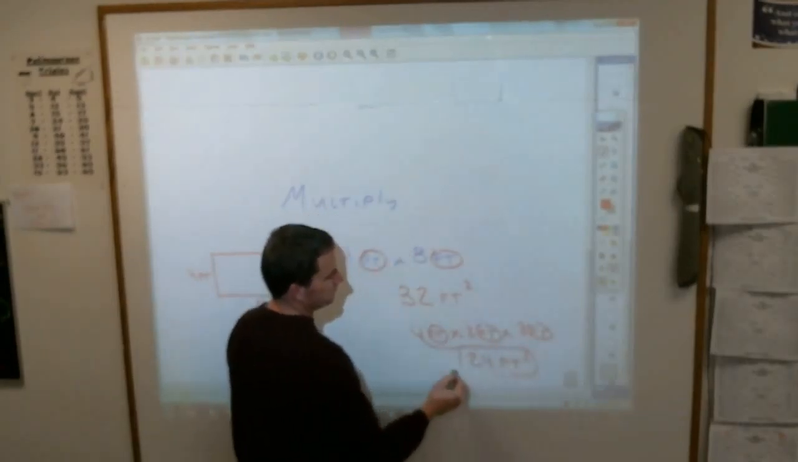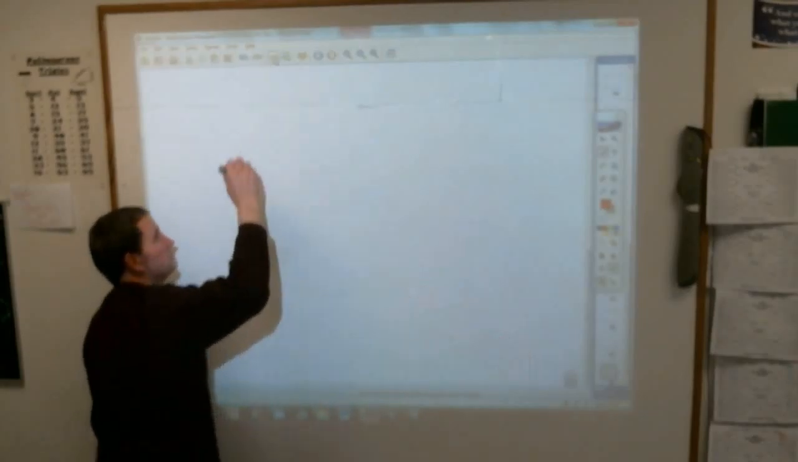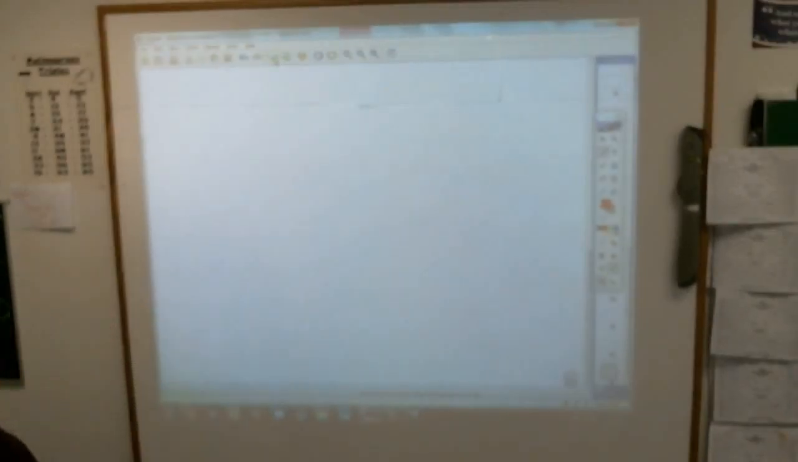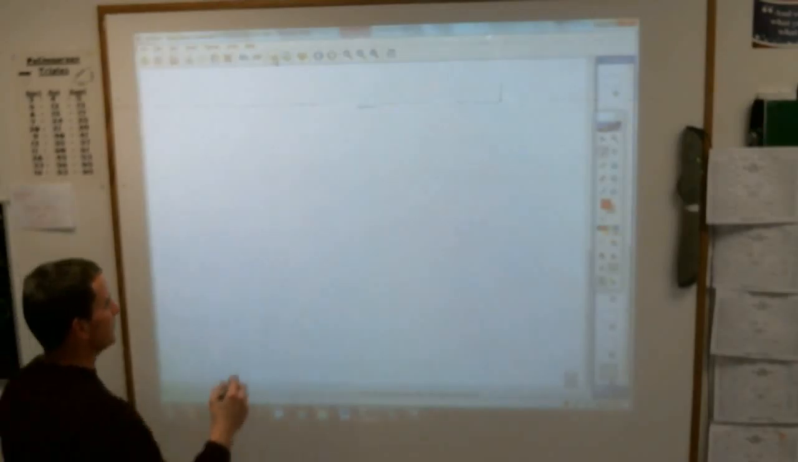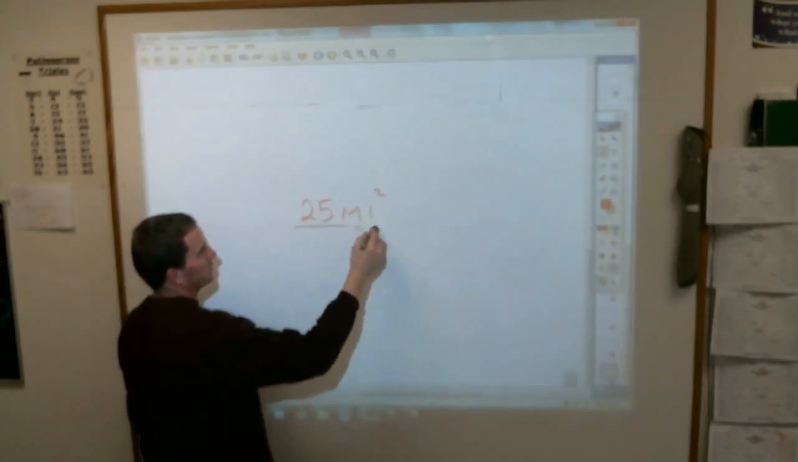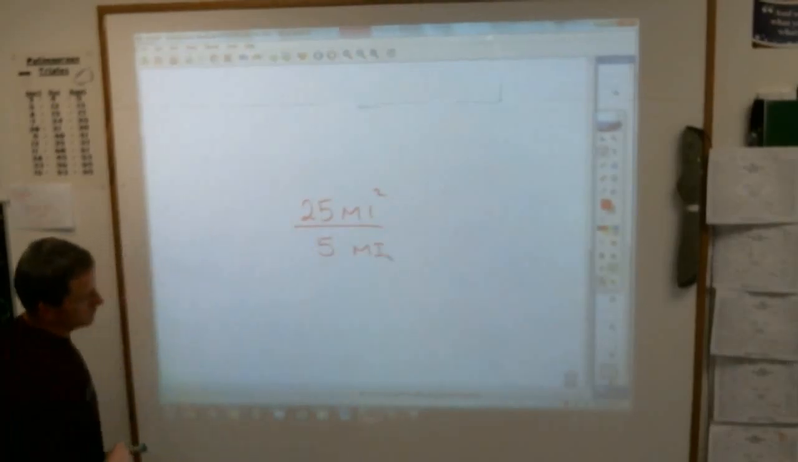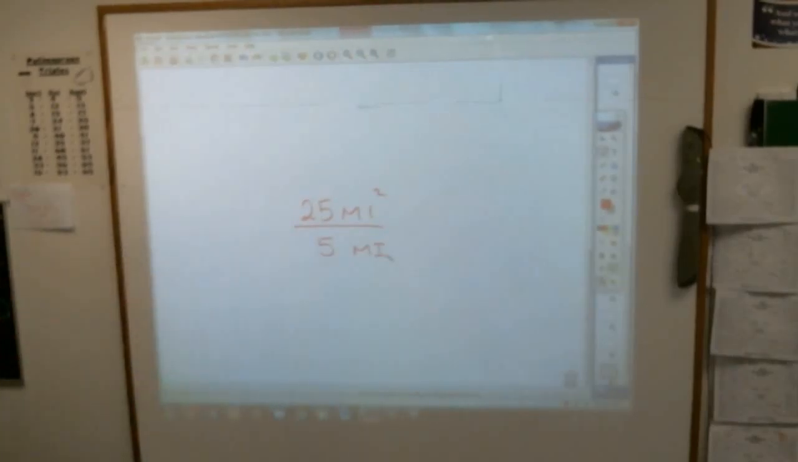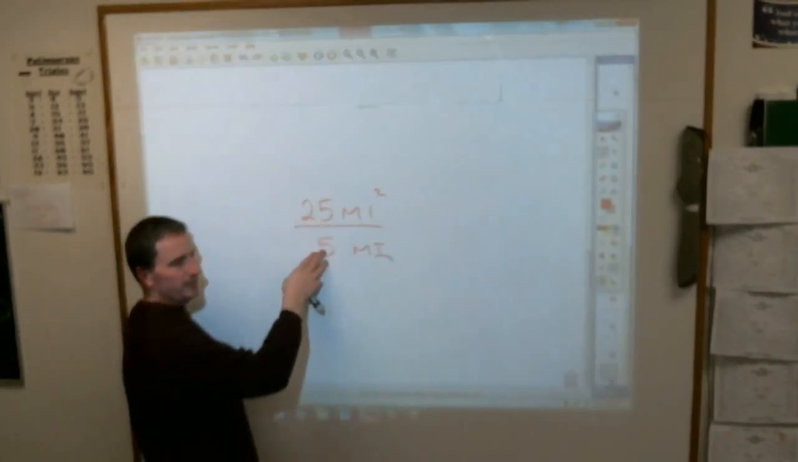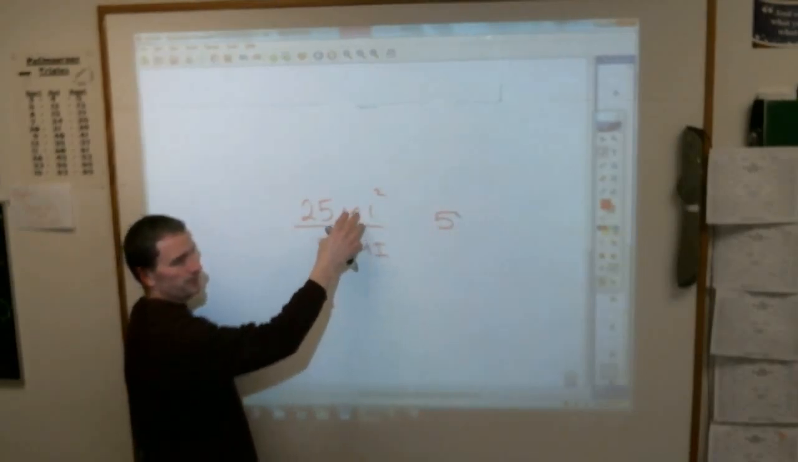Okay. Let's see. Another one would be the same thing with division. They'll give you some goofy problems that you'll look at and go, what? That doesn't make any sense. Well, it doesn't have to make sense. Here's what it'll look like. 25 square miles divided by 5 miles. Oof. The number part's going to be pretty easy because 25 divided by 5 is 5. But what happens with these labels?